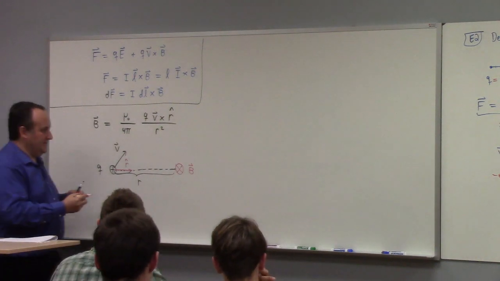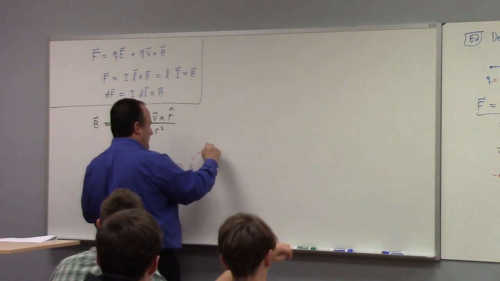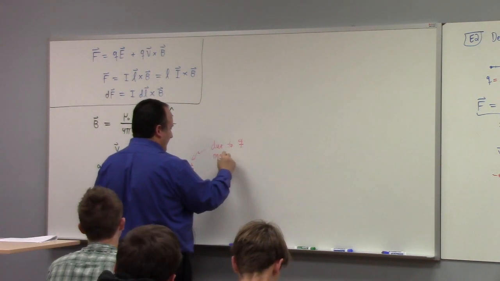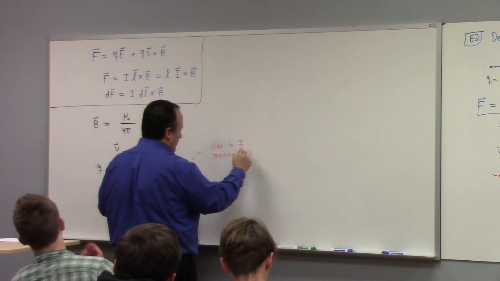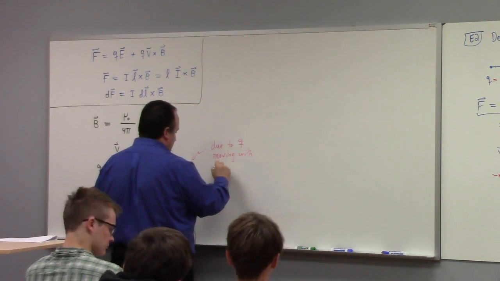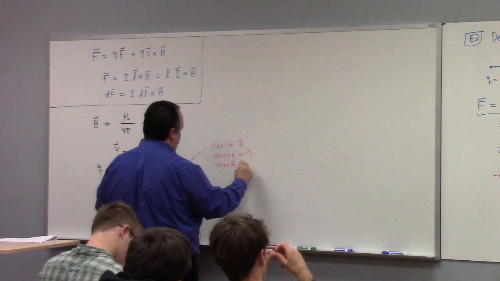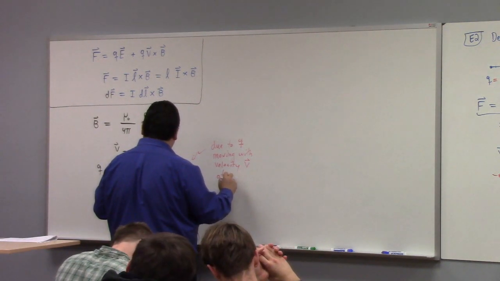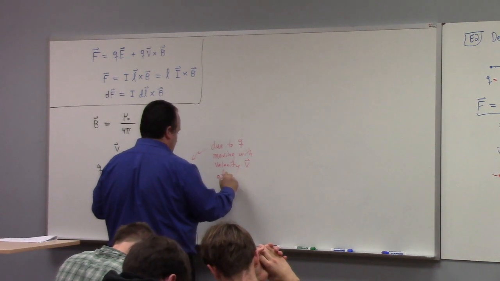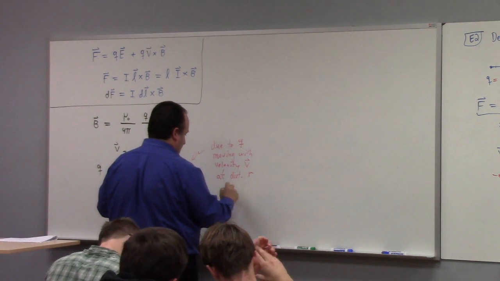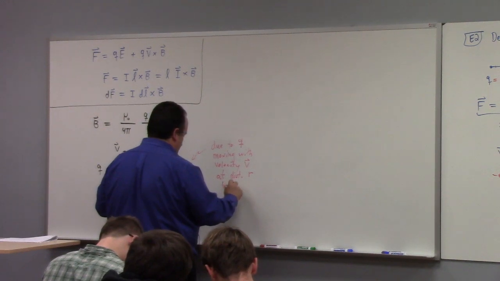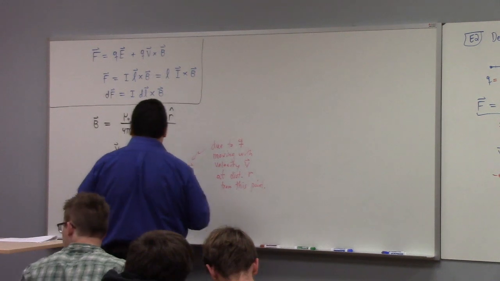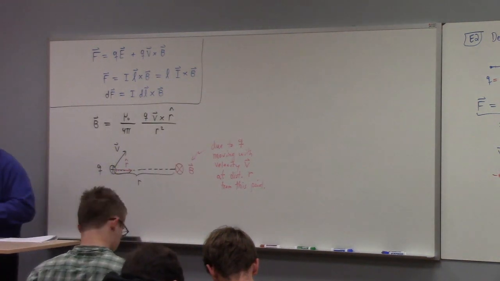That is the magnetic field due to q moving with velocity v at distance r from this point. All right.